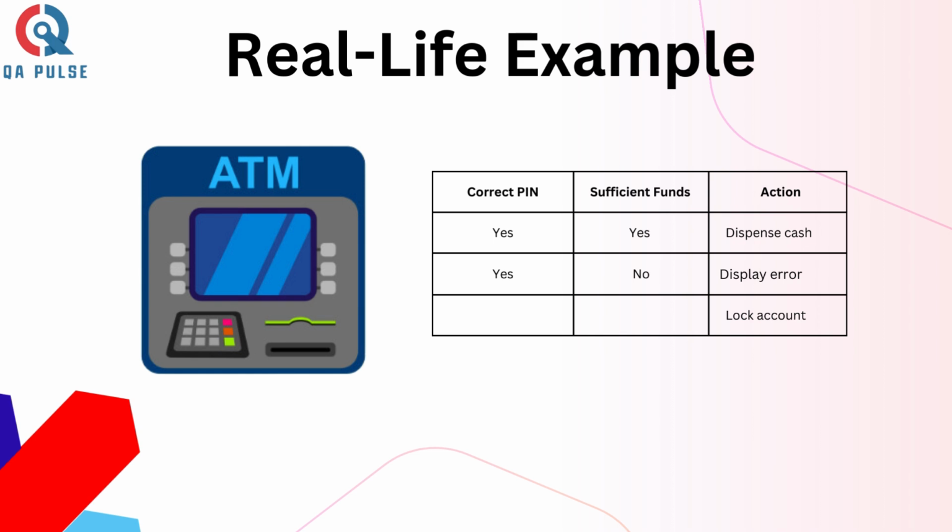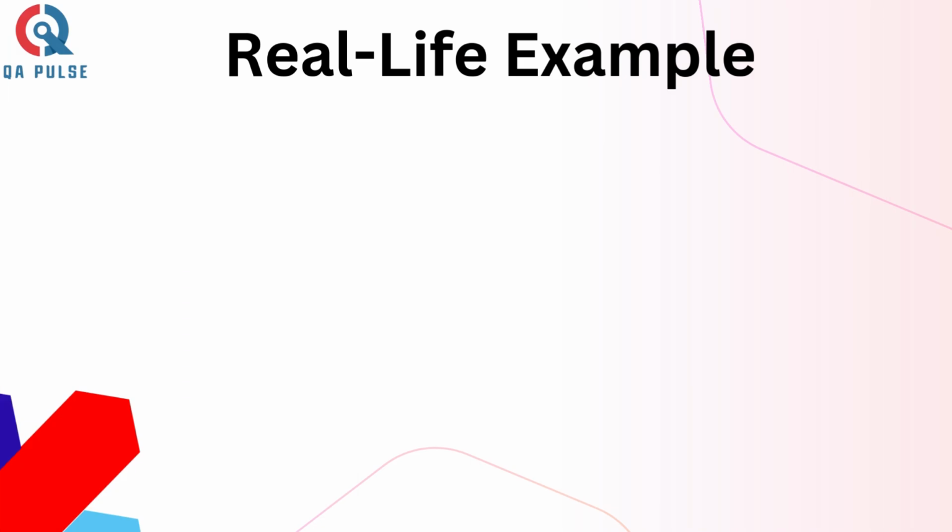If the user enters the wrong PIN, the ATM doesn't bother checking funds, right? And the action is to lock the account for security. For example, the user enters the wrong PIN 3 times, so the account is locked. Okay, now let me give you another example of an e-commerce website.